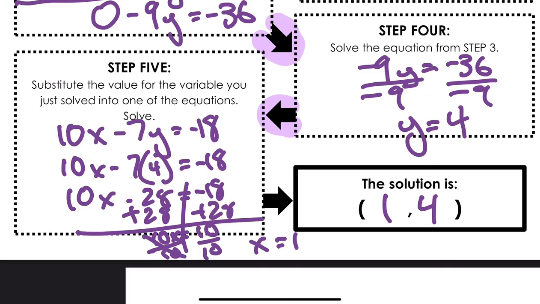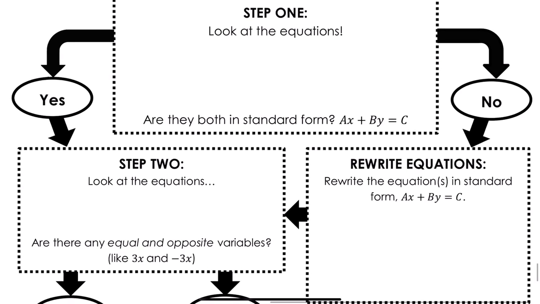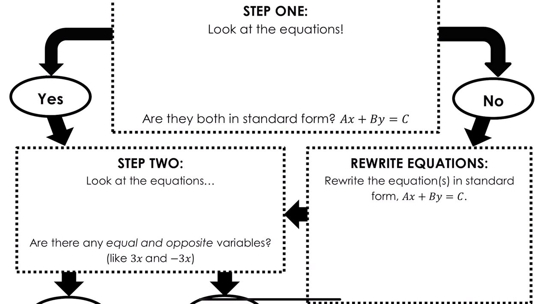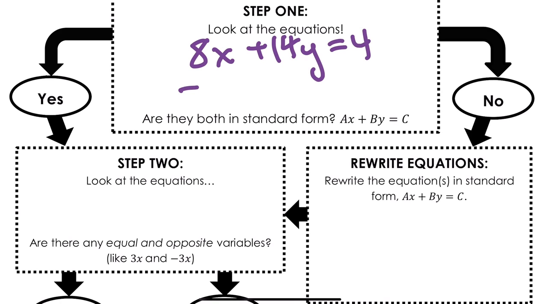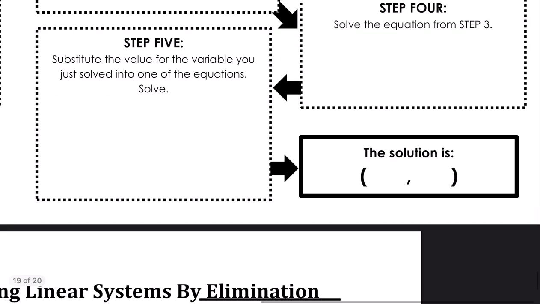Cool beans. All right, so in class, I left this one to you. This is our last one. That was 8x plus 14y. Ooh, that does not look like a 14. There we go. 14y equals 4. Negative 6x minus 7y equals negative 10. And like I said, I just had you solve this. So that's what I'm still going to have you do. You do this process. I'm going to let you know that the answer should be 4 comma negative 2.